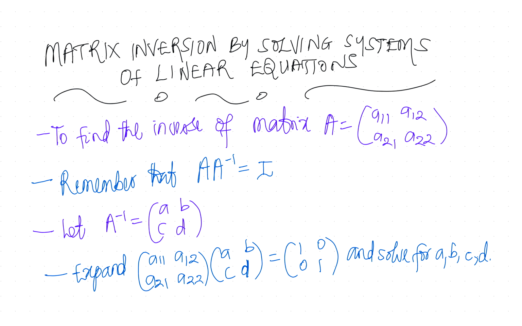The whole idea of this is based on the fact that when you multiply a matrix by its inverse, you get the identity, and based on that, you can build something. So, to find the inverse of a matrix A, which is A11, A12, A21, A22, I'm just using the 2 by 2 matrix as an example. It could be any dimension at all, 3 by 3, 4 by 4, all that. Then you remember that A times A inverse is equal to I, whatever the matrix is called. When you multiply it by its inverse, you get the identity matrix of the same order.